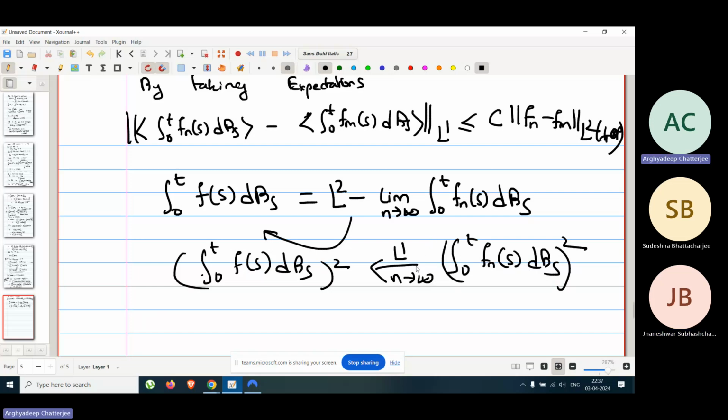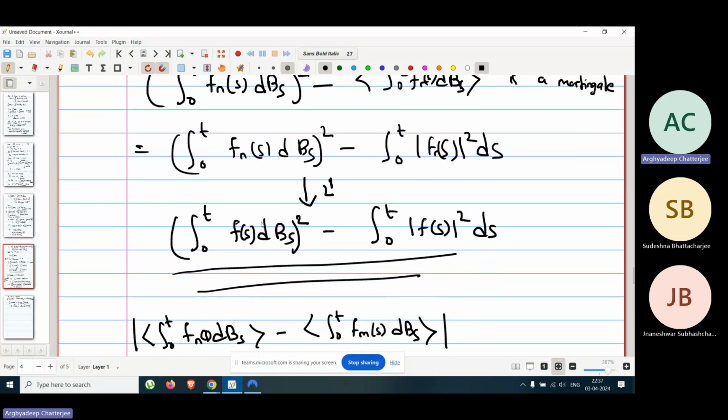So we have that this sequence is Cauchy in L1, and that is enough to preserve the martingale property. Because L1 is a complete space, whatever you have, you have some limit. Not even that.